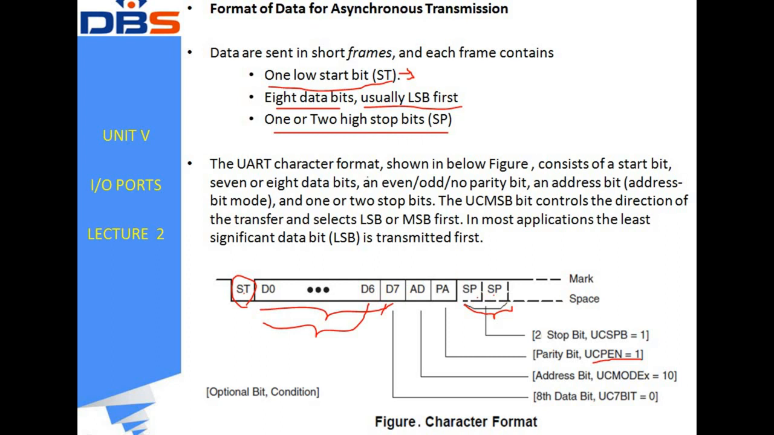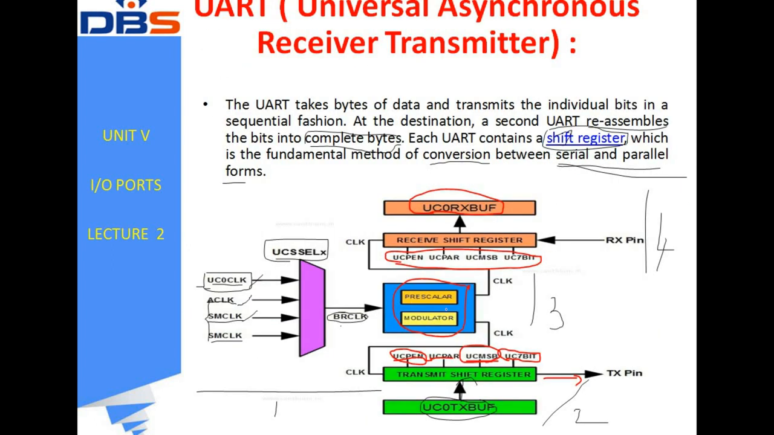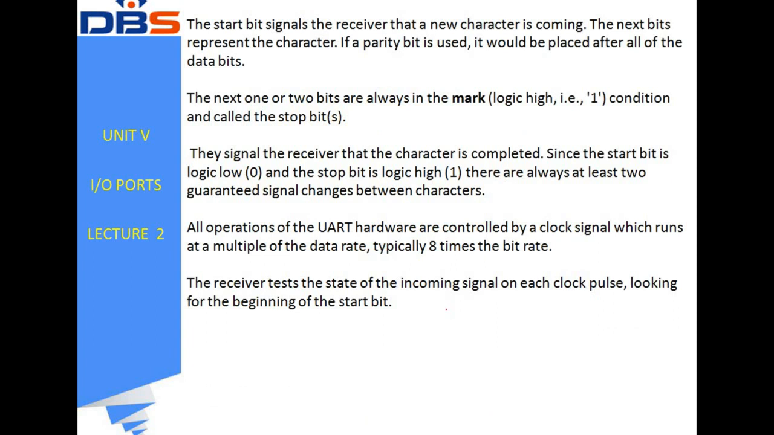See here, the UART character format is shown below. It consists of a start bit, 7 or 8 data bits, an even or odd parity bit, an address bit, and 1 or more stop bits. The UCMSB bit controls the direction of the transfer and selects MSB or LSB first, as I have already told you. In most applications, the LSB is transmitted first. Until and unless we make this pin high, usually the LSB will be transmitted first.